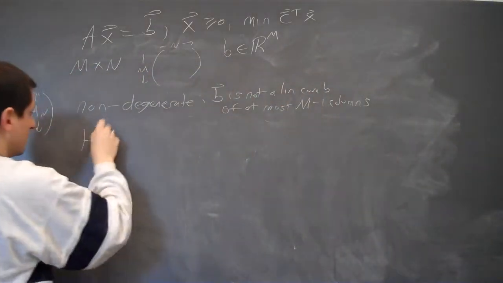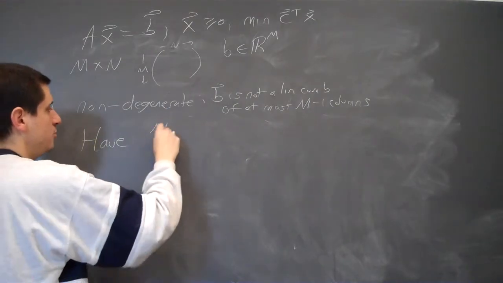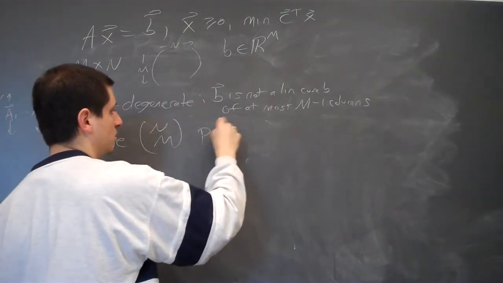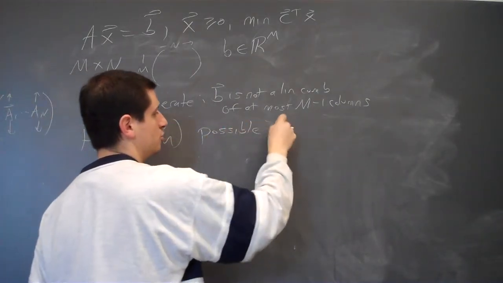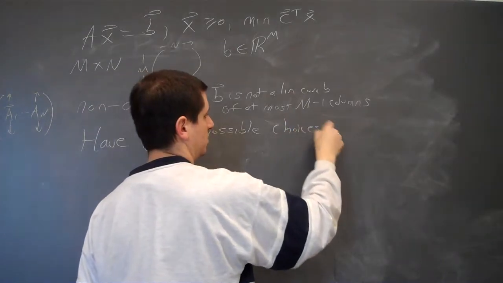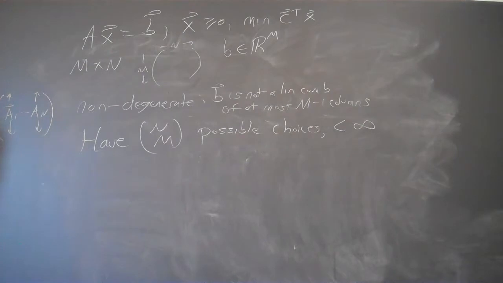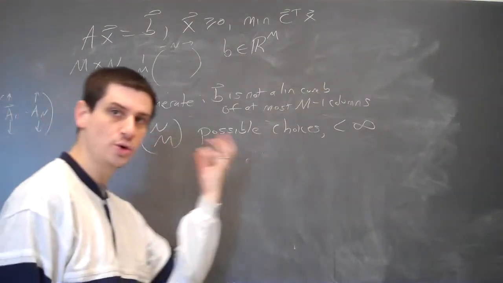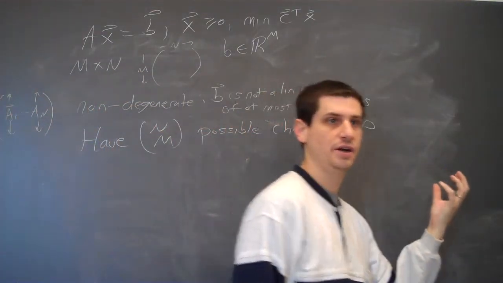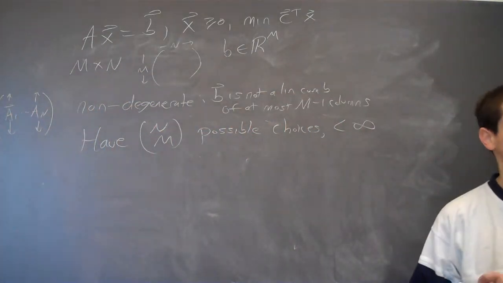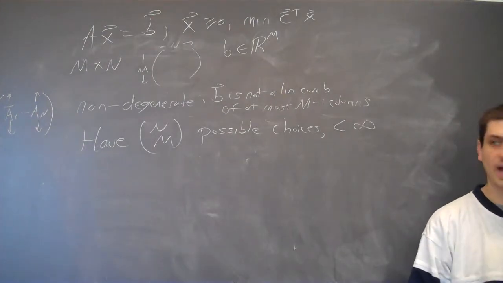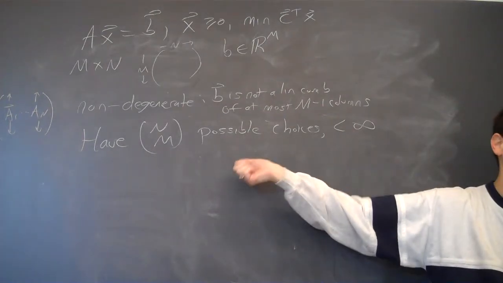Right? We have n choose m possible choices. And that's less than plus infinity. Now, n choose m could be quite large, but it's still a finite number. So all we have to do is show that given a choice of m columns, there's at most a finite number of solutions. If we can do that, since there's only finitely many ways to do this, finite is finite.